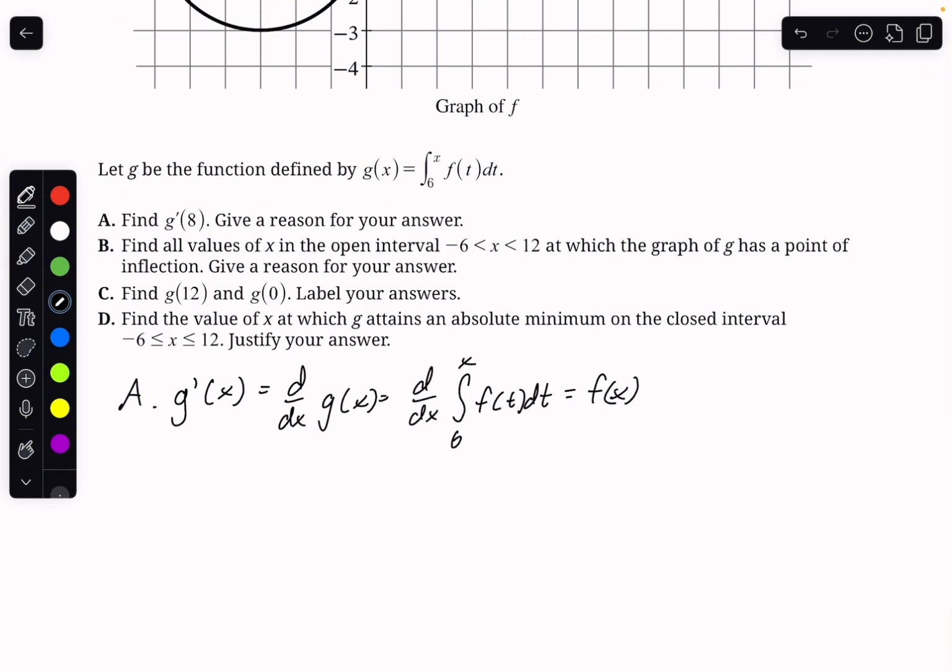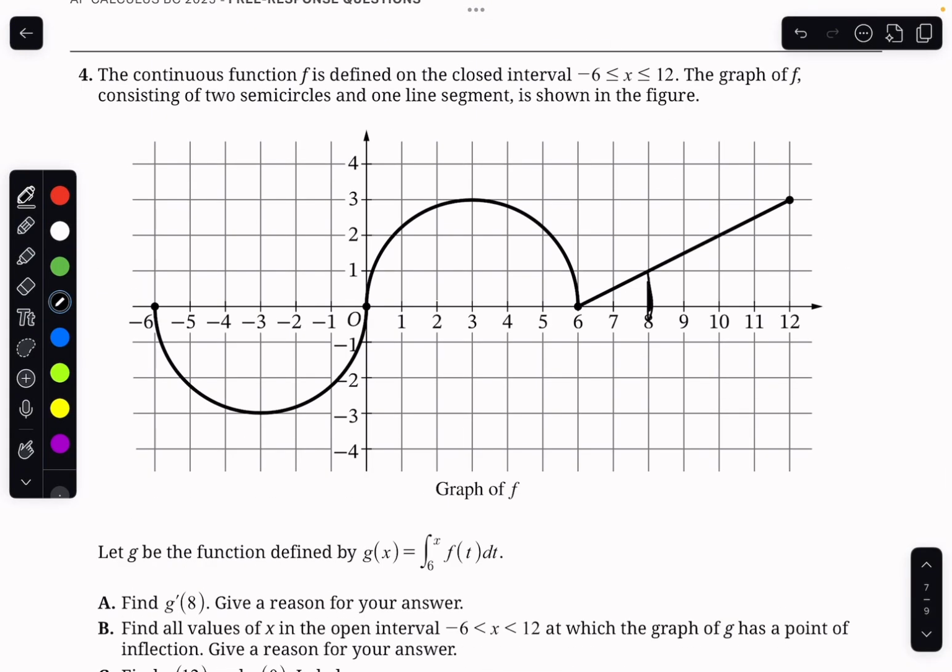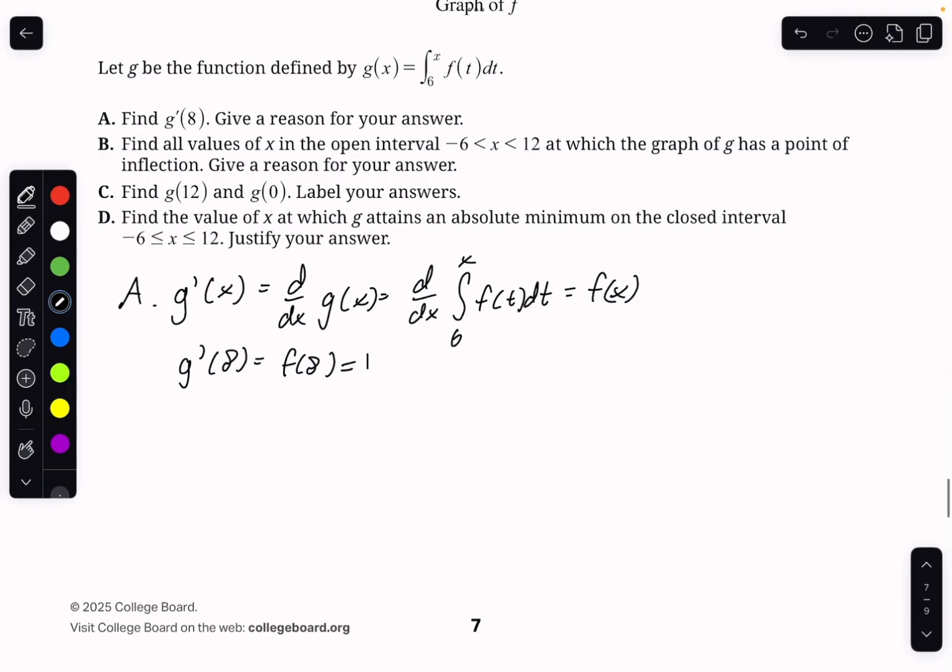So g prime of x is just equal to f of x, meaning g prime of 8 is equal to f of 8, which is equal to, what is f of 8? Right here, 1. Simple, can't mess it up.